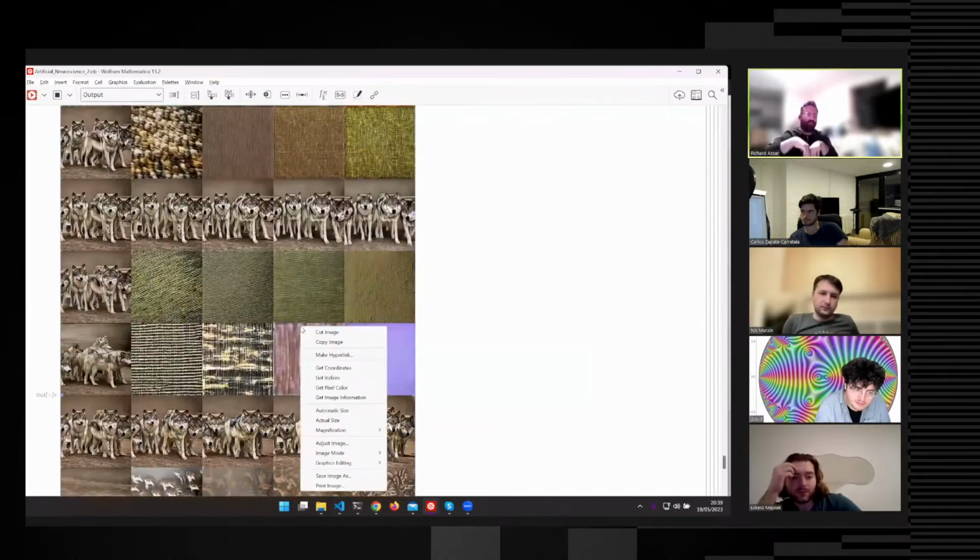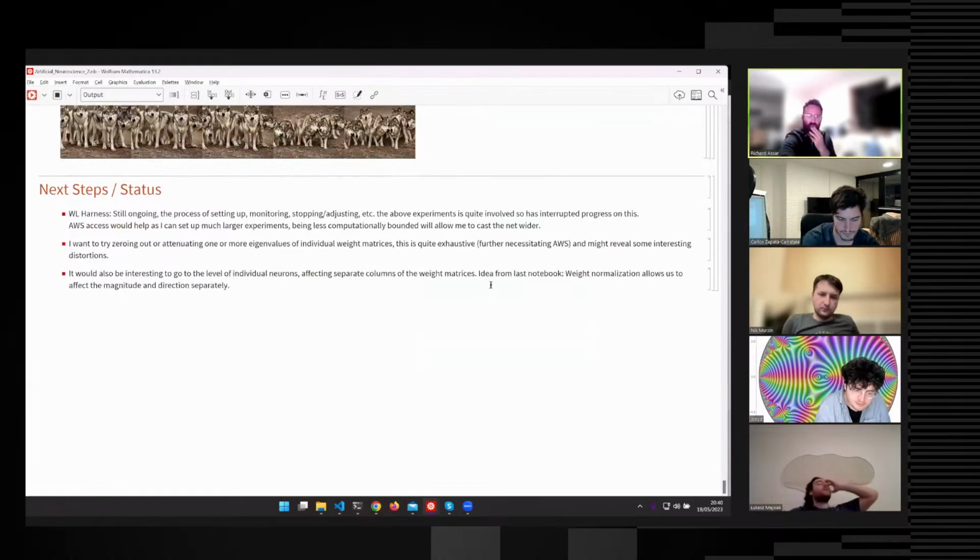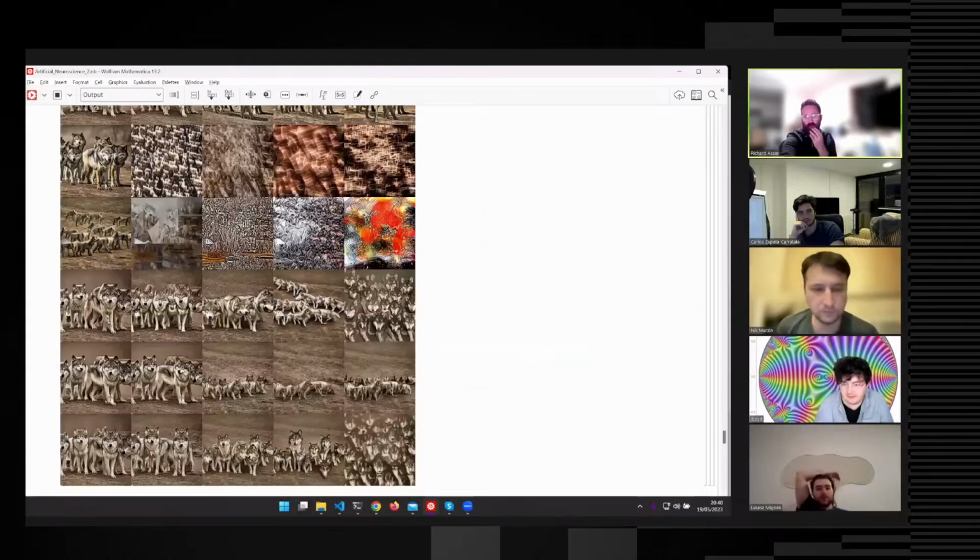I think we want to go even further down to individual neurons. We're still not down to the smallest scale, and that's it really. That's all I've done. Another thing I want to do is maybe try zeroing out different eigenvalues, like the largest, and see what effects those have on the output. It's very experimental, but kind of interesting.